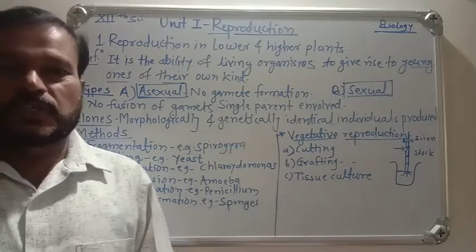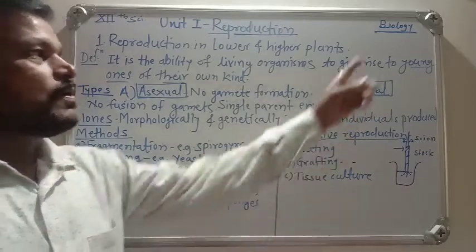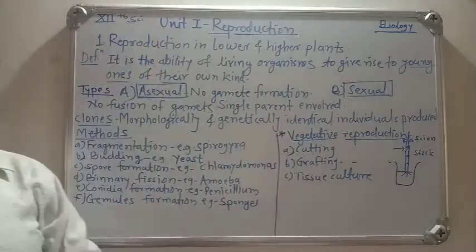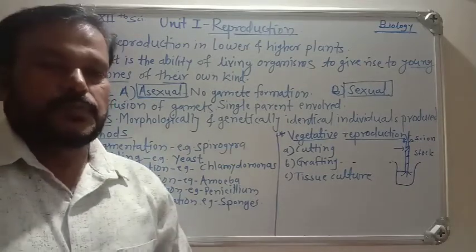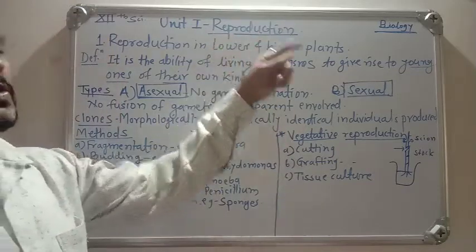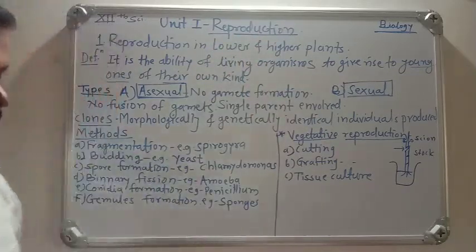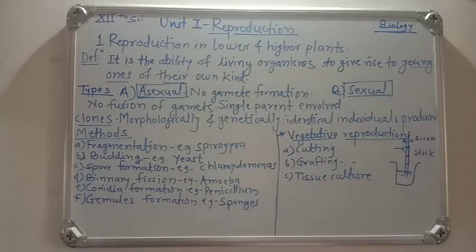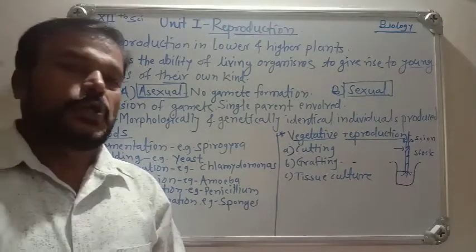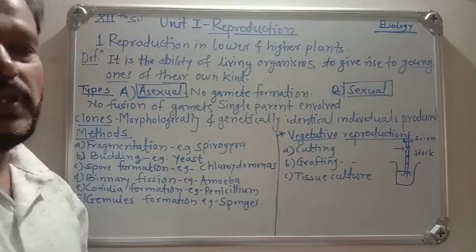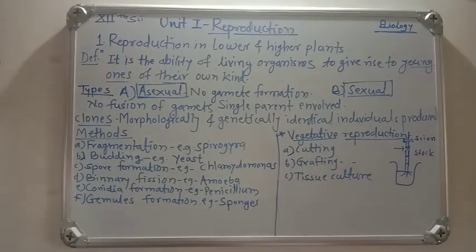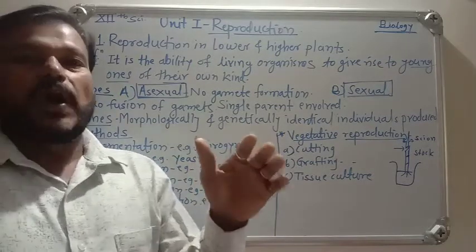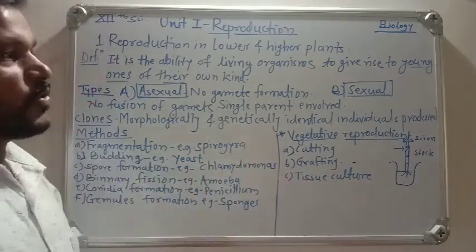Today we are first discussing the biology syllabus for 12th standard. There are 5 units included in the textbook. First unit, reproduction. Second unit, genetics and evolution. Third unit, physiology. Fourth unit, applied biology. And fifth unit, ecology and environment. All these 5 units consist of 15 topics.